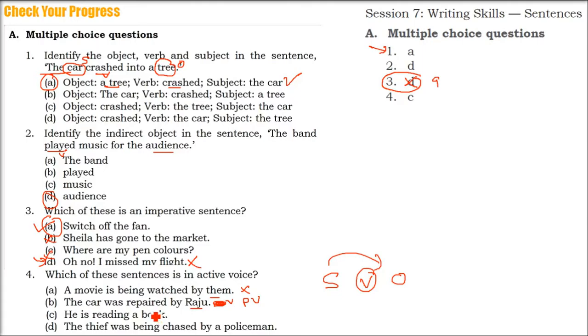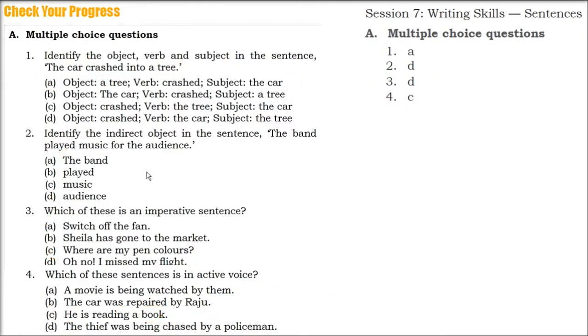He is reading a book. This is an active voice. He is the subject and he is working on the book. D is also a passive voice. C is the only active voice. So fourth, C is correct.